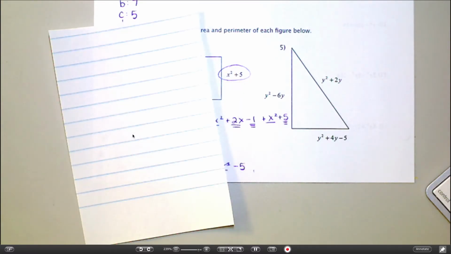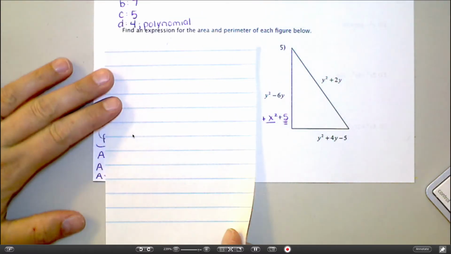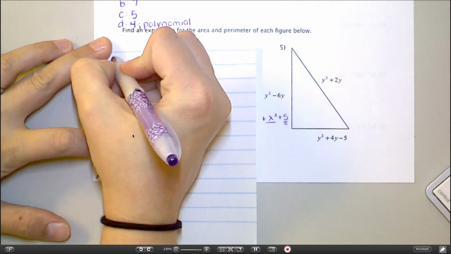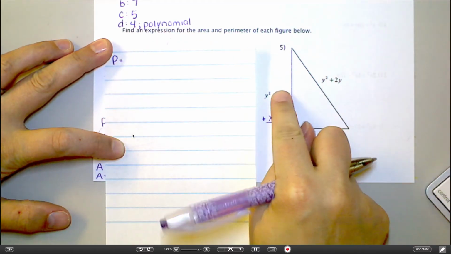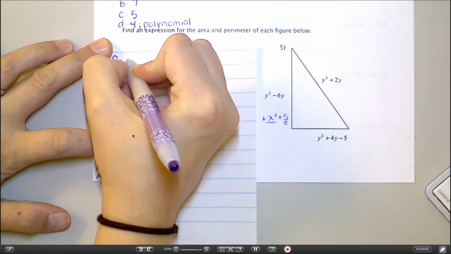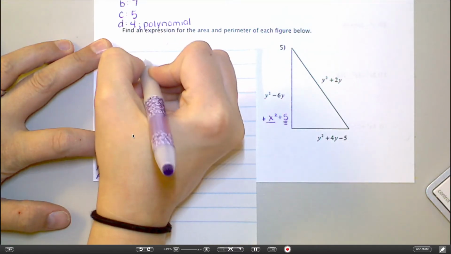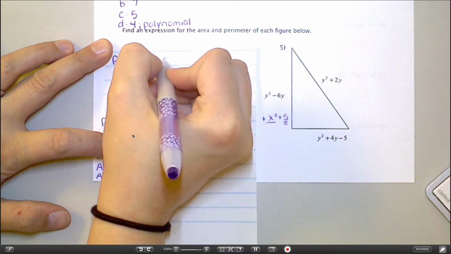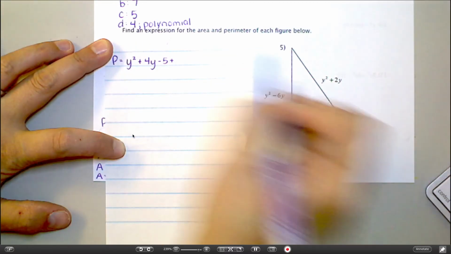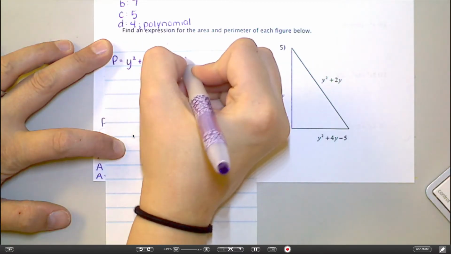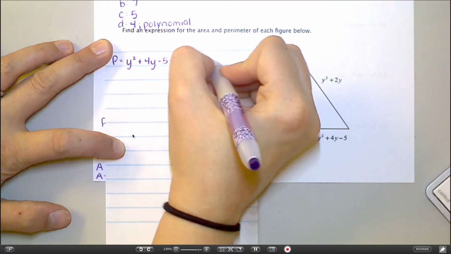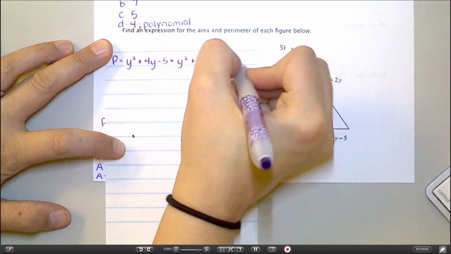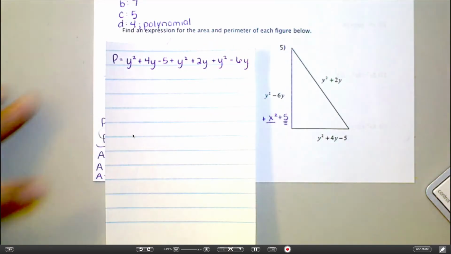So for the triangle for perimeter, I'm still just adding up all the sides. So for perimeter, I'm going to add this, this, and this. I'm adding all 3. So y squared plus 4y minus 5 plus y squared plus 2y plus y squared minus 6y. Okay? And then I'm going to combine.